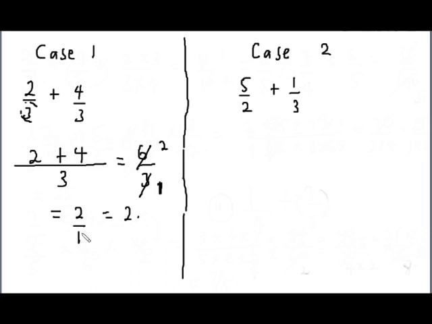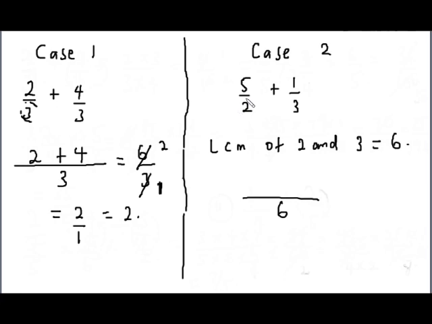Okay, so for the second case, when you have two different denominators and we are adding or subtracting them, we have to look for the LCM. Now the LCM of 2 and 3 is equal to 6. Okay, so we write 6 down here, then we have a division line.